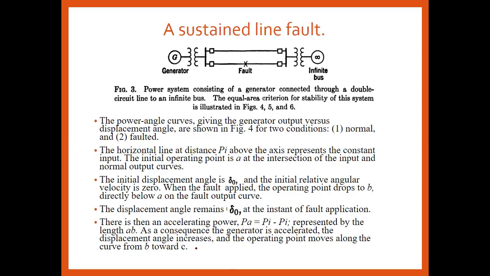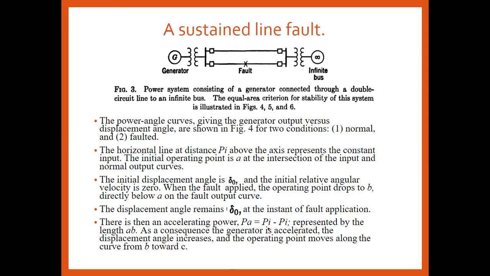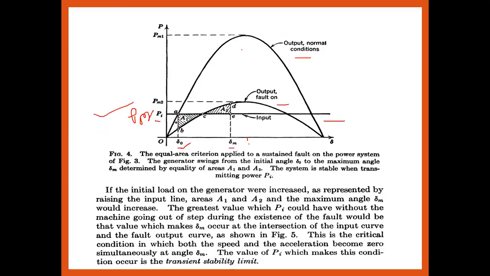So there is the accelerating power. What is the accelerating power? It is Pm2 minus Pi, represented by the length of AB. This is the accelerating power, or this is the decelerating power. So the AB in this chart shows the accelerating one, and this shows the decelerating one. Why is it called accelerating? Because the input power is less than the output power.